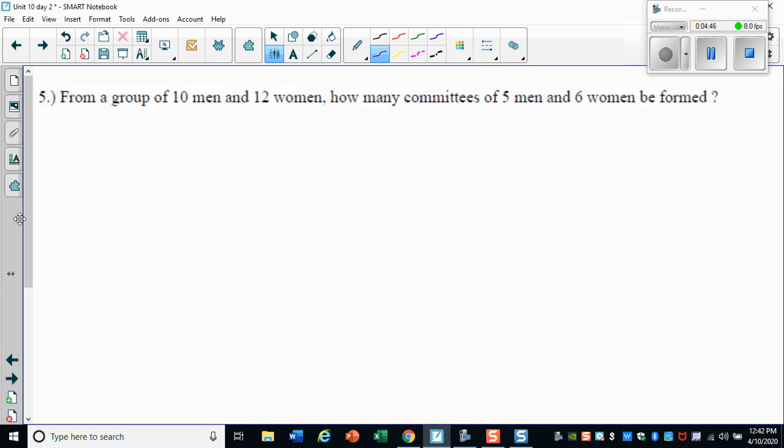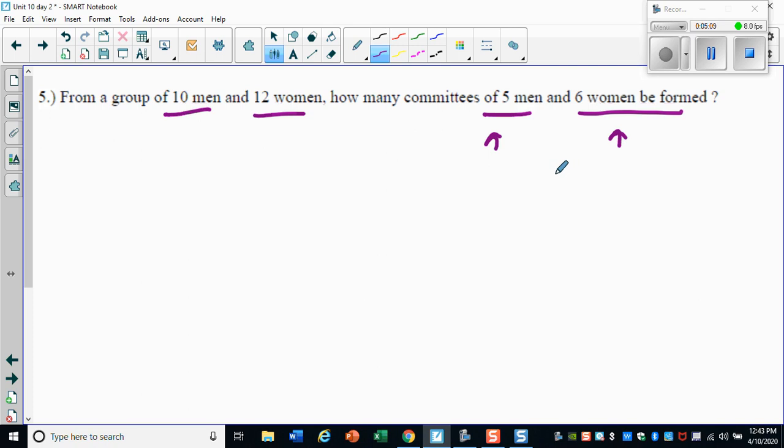Okay, so this one's a little bit trickier. Let's see how we do here. From a group of 10 men and 12 women, how many committees of 5 men and 6 women can be formed? Now, this is actually two separate problems here because we're forming a group of 5 men and a group of 6 women.